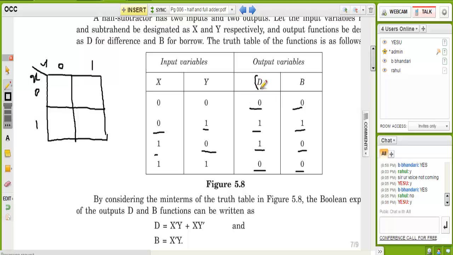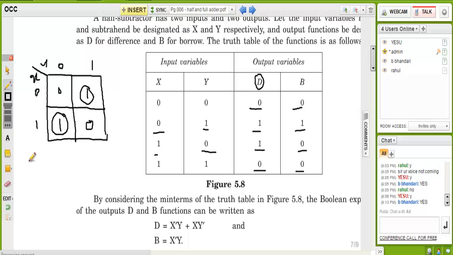Now for this output D, see, for the place of 0 0 it is 0, for the place of 0 1, that means x is equal to 0, y is equal to 1, the output is 1, and for x is equal to 1 and y is equal to 0, it is again 1, and for x is equal to 1, y is equal to 1, it is 0. Am I right? Now make a circle. We have to make a single circle because we cannot make a loop.